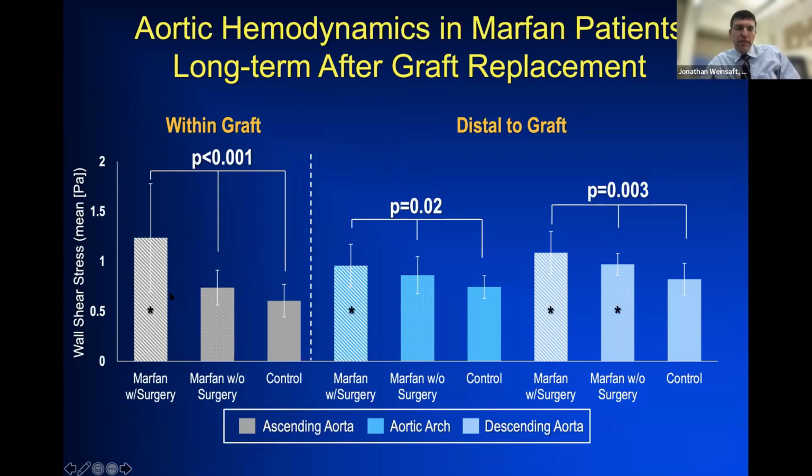So here we see on the left in gray in the ascending aorta, this is within the area of graft. Obviously, the patients with grafts have higher wall shear stress within those grafts. But even distal to the graft, this is chronic, in the aortic arch and descending thoracic aorta in and of itself, there is significantly higher wall shear stress in the post-surgical patients, now 7 years out, compared to Marfan patients of similar age and gender without surgery, and obviously higher versus controls.